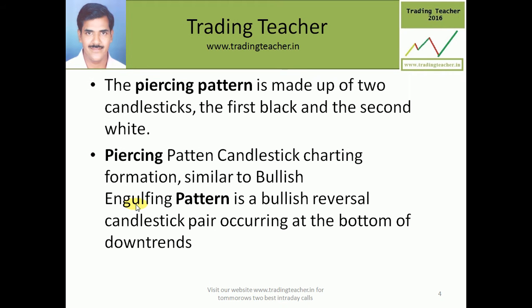First we need to understand the technical definition. The piercing pattern is made up of two candlesticks, the first black and the second white. Black means a bearish candle, and the second white means a bullish candle. The second candle should close above 50% of the previous day's candle. That is the important part. This pattern engulfs the previous day's candle, as I already mentioned in the bullish engulfing. It is very similar to bullish engulfing, but it occurs in a downtrend.